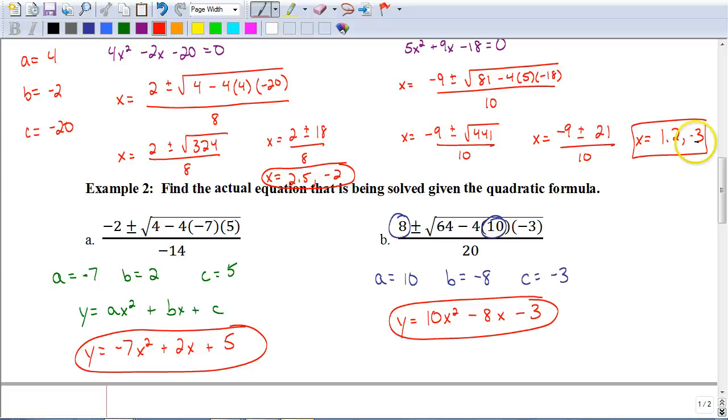So hopefully after watching this video, you have a better idea of what the quadratic formula is all about and how to take an equation, make sure that it's equal to 0, and then apply that quadratic formula. Or in situations like this, when they give you the quadratic formula all set up, you can figure out what equation they're solving.